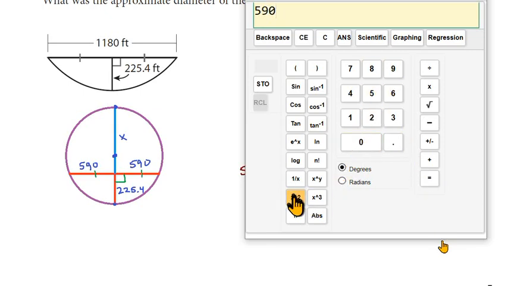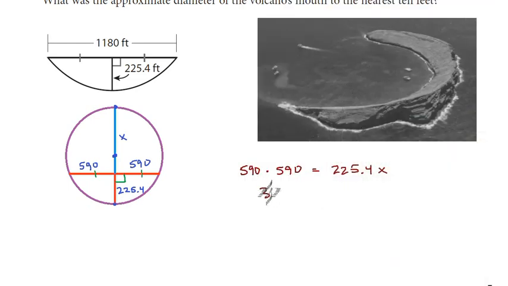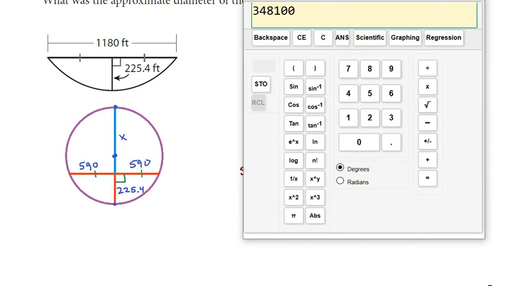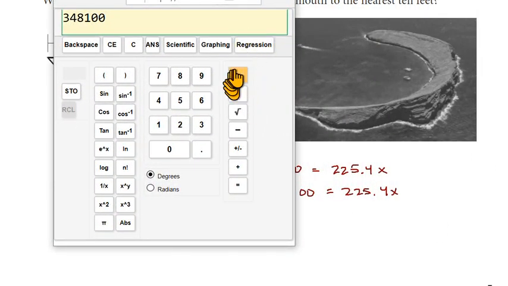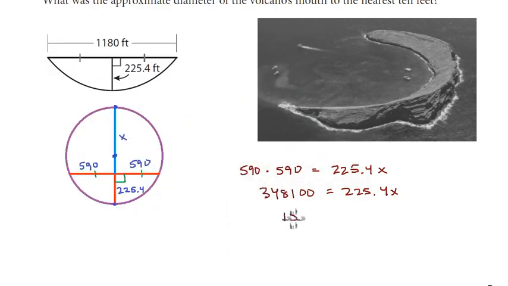590 squared is 348,100, so 348,100 equals 225.4x. Divide both sides by 225.4, and that's 1544.4 if I round it. 1544.4 is approximately our value of x.